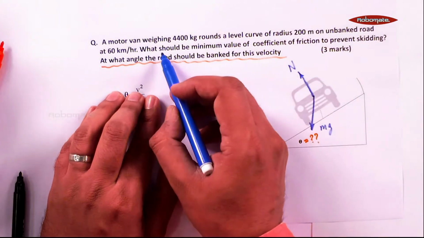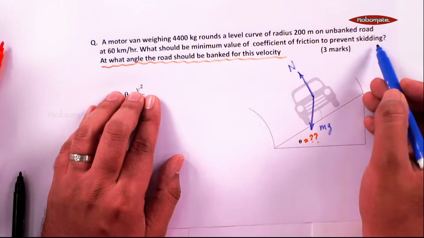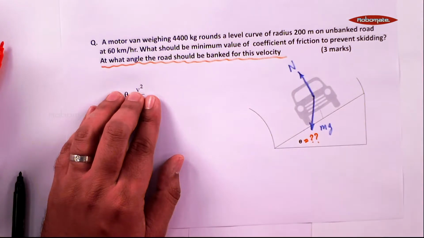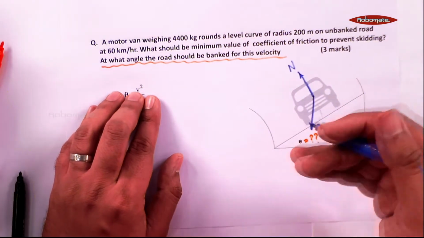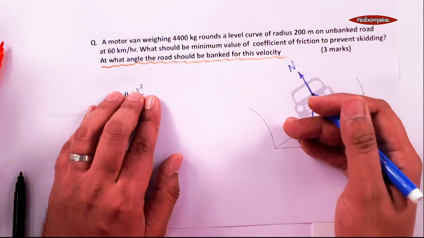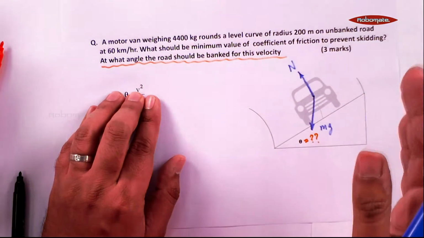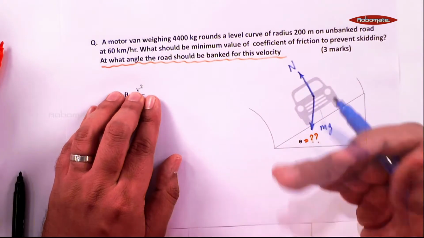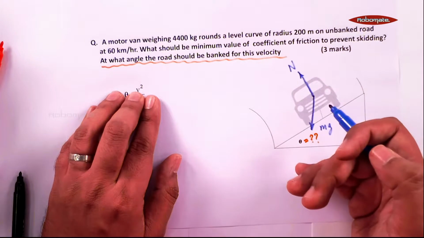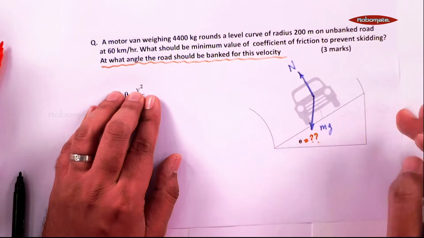The first part of the sum was what should be the minimum friction so that it does not skid. Now they are saying consider that there is no friction, and in place of friction I want to replace banking. Then how much should it be banked? So in the second case they are saying neglect friction. That is what they mean. Suppose friction is to be neglected, then how much should the road be banked? So friction is not there.